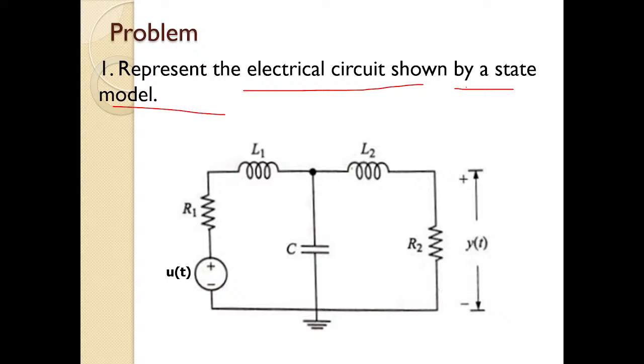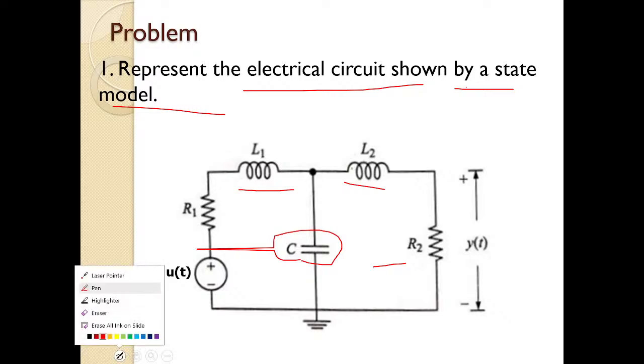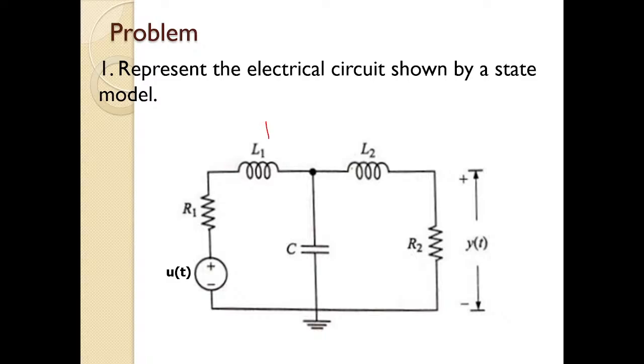So here if you observe the number of storage elements in this given circuit, how many storage elements are there? 1, 2 and 3. Okay, there are 3 storage elements. 3 storage elements means how many state variables? Total 3 state variables.